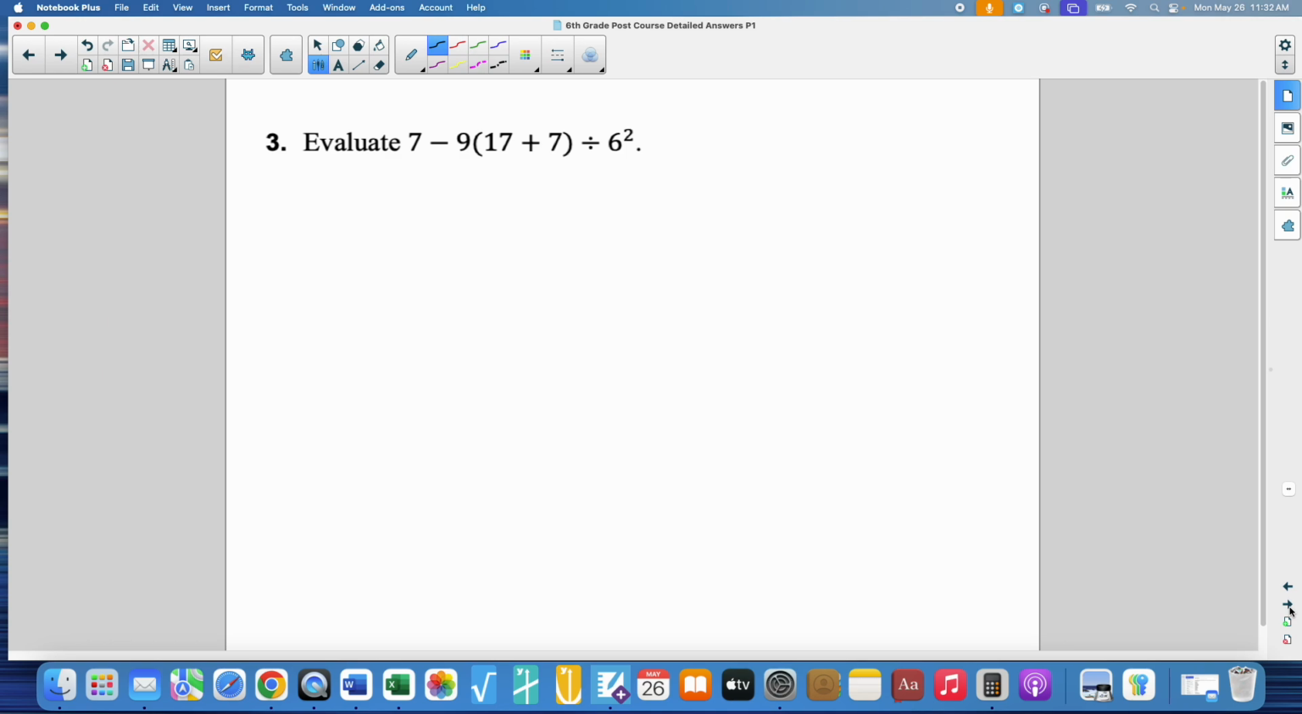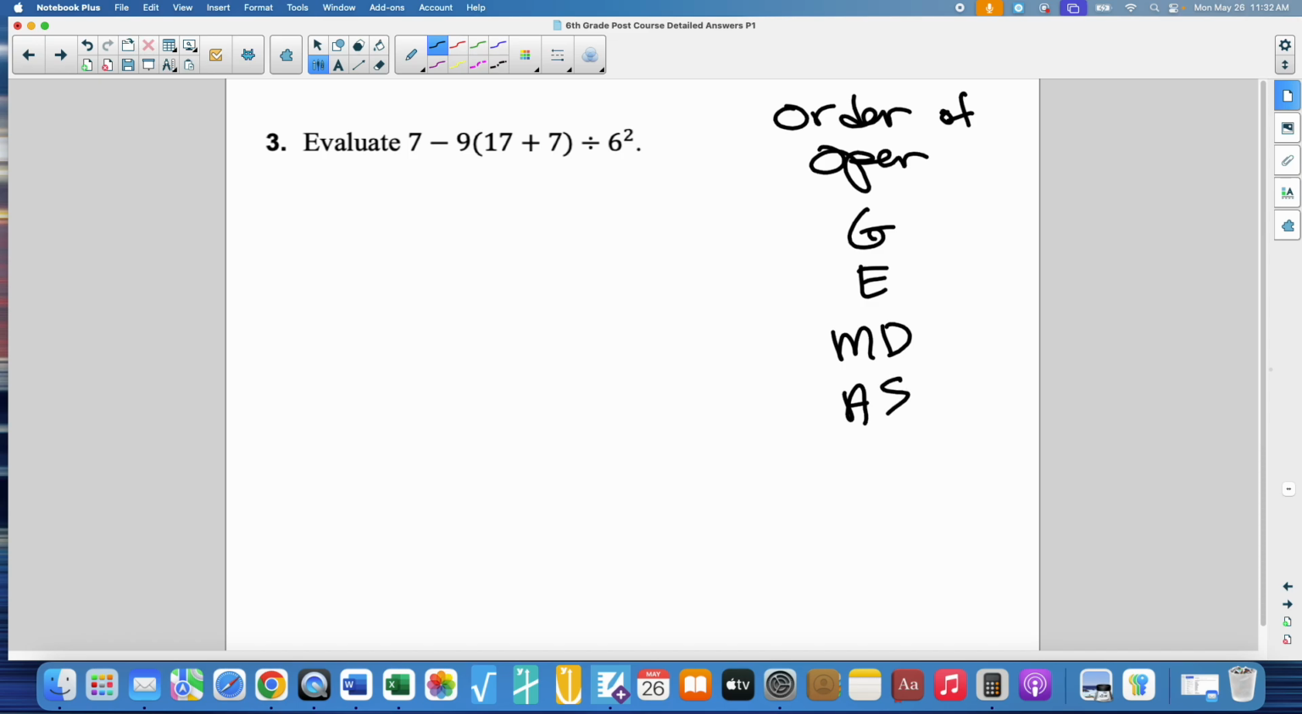This is order of operations. Order of operations goes grouping symbols, exponents, multiplication and division. We're going to do that left to right, whatever comes left to right. And then we have addition and subtraction. So we have grouping symbols as our first step, and we have grouping symbols here.